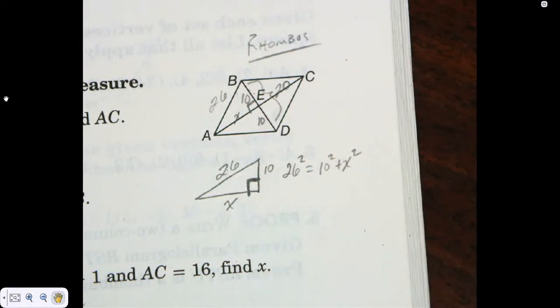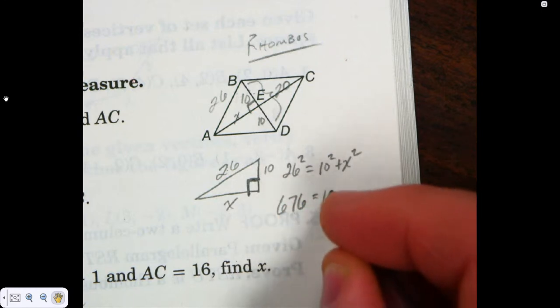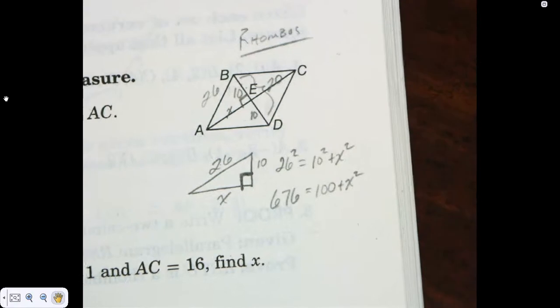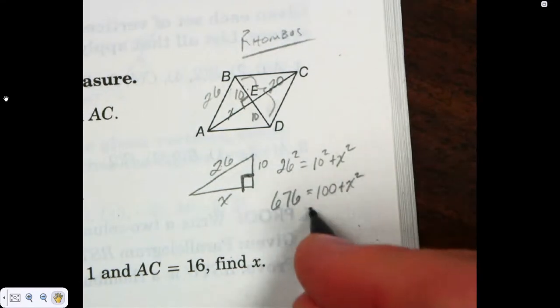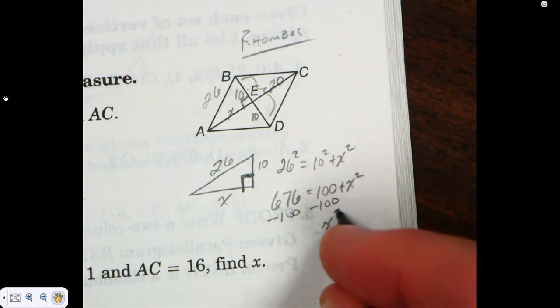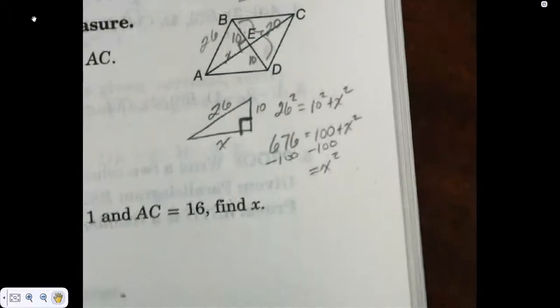I don't expect you to know what 26 squared is in the back of your head. Could someone please put that into a calculator for me? 676 is equal to 10 squared, which is 100, plus x squared. What would be your next step here? Subtract 100 from both sides. Please don't skip steps. X squared is equal to 576.